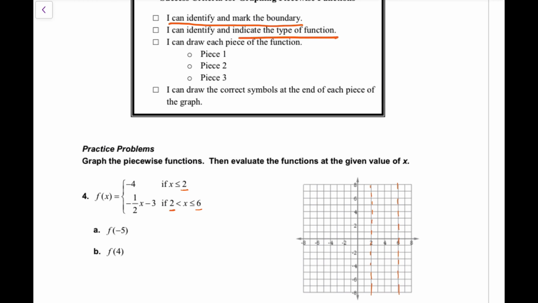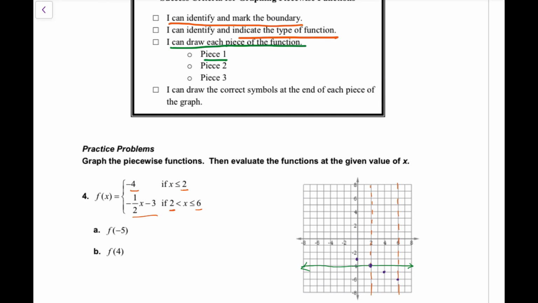Then we're going to indicate the type of function. These are lines. We're going to draw each piece of the function next. Okay, so I can draw each piece of the function. So piece number 1, I'm going to do in green. It's at -4, and it's going to be -4 everywhere. The second piece of the function, I'm going to have be purple. I'm going to start at -3, and I go down 1 over 2, down 1 over 2, down 1 over 2.